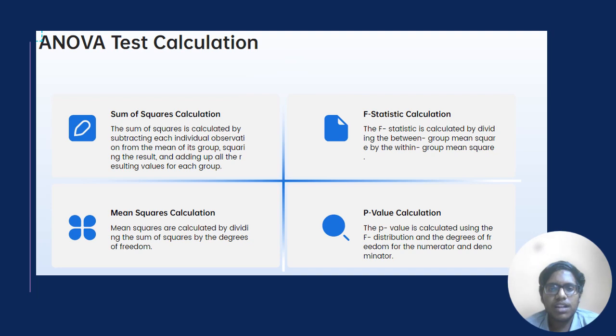ANOVA test calculation. Sum of squares calculation. The sum of squares is calculated by subtracting the mean of each group from each individual observation, squaring the result, and adding up all the resulting values for each group. F statistic calculation. The F statistic is calculated by dividing the between-group mean square by the within-group mean square. Mean squares calculation. Mean squares are calculated by dividing the sum of squares by the degrees of freedom. P-value calculation. The p-value is calculated using the F distribution and the degrees of freedom from the numerator and the denominator.